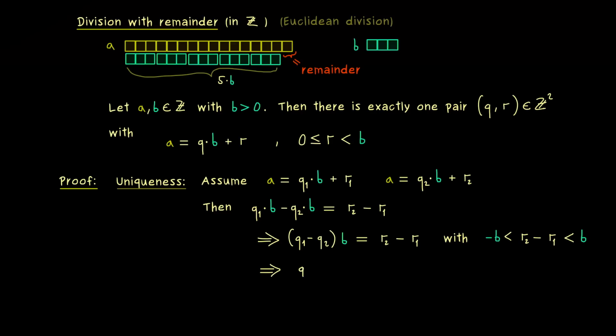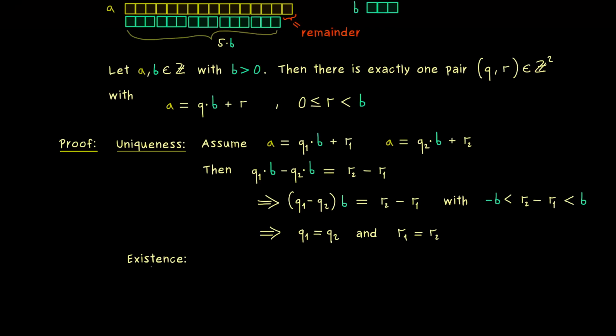In other words, q1 has to be equal to q2, and therefore also r1 has to be equal to r2. And that's exactly what we wanted to show. We have uniqueness of this decomposition. And then we can immediately go to the existence, where we have to construct this unique solution.